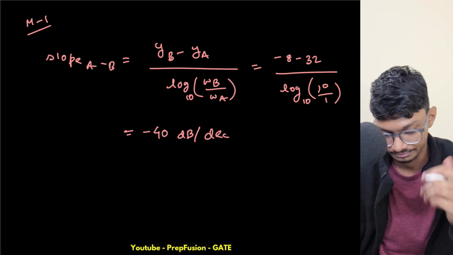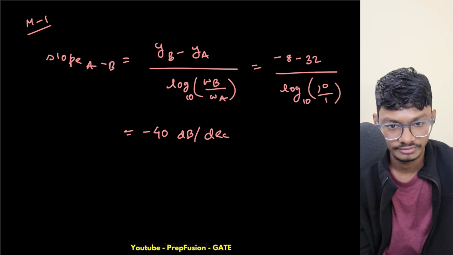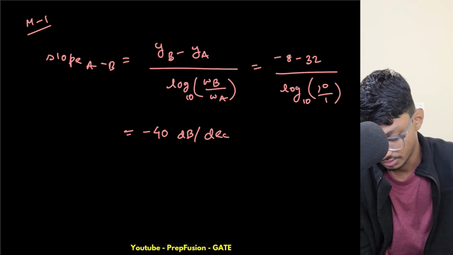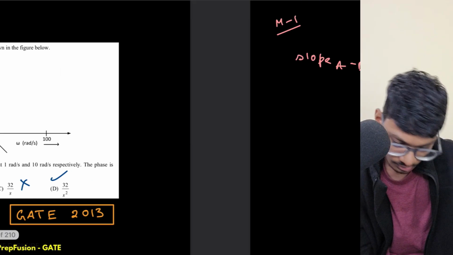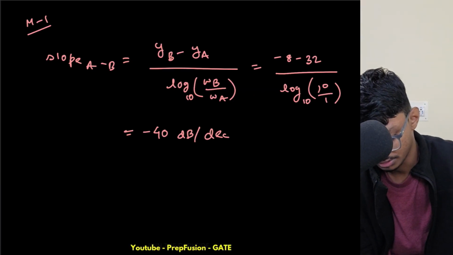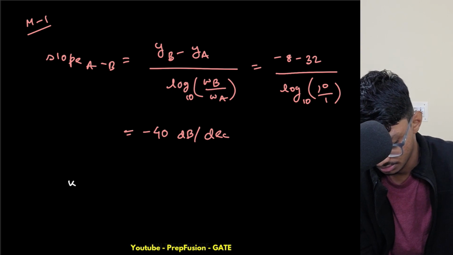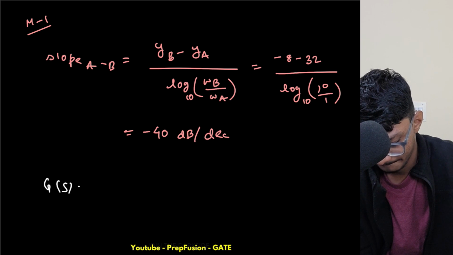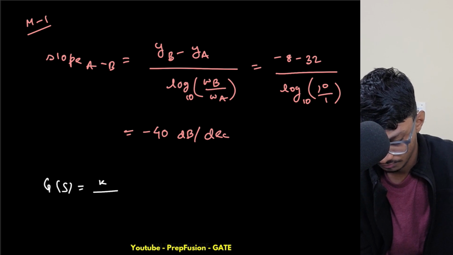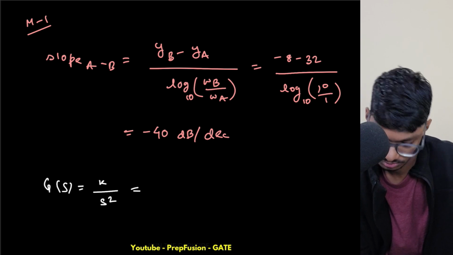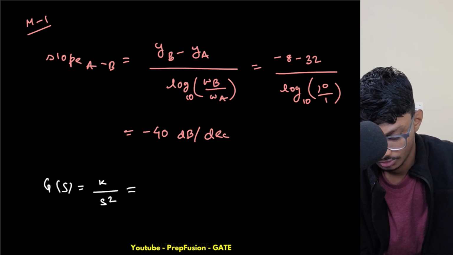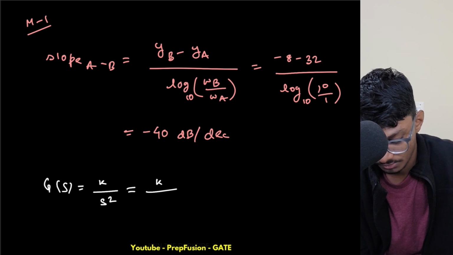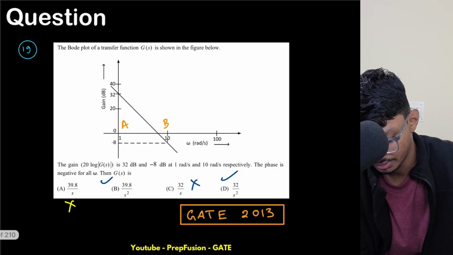How to find the value of K? If you want to find the value of K, we can approximate our transfer function like this: G of s equals K by s square. So this is K by s square, and at omega equals 1, we have been given the value.